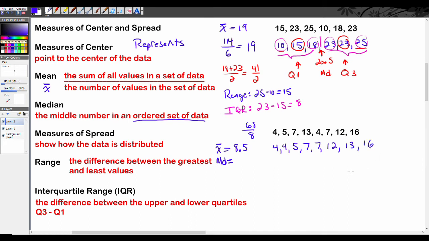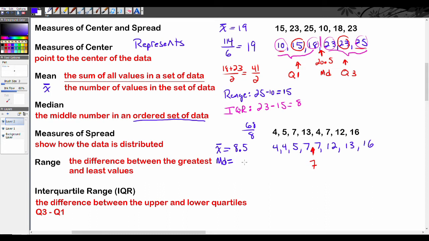Now let's go ahead and find everything right off the top, okay? So let's find our median. There are 1, 2, 3, 4, 5, 6, 7, 8 numbers in this set. So our median is going to be in between these 2 7s. So what number is in between 7 and 7? Well, that would be 7. So that's my median there. My median for the set of data is 7.